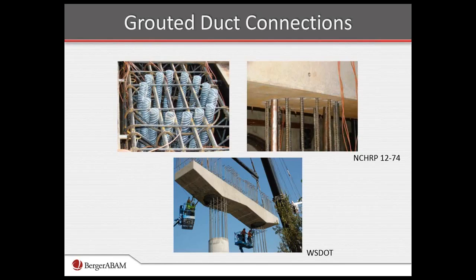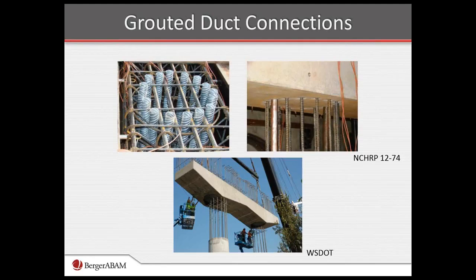And then in the lower photo, you see an application of this from the Washington State DOT of a first stage or lower stage cap beam that's being placed over dowels. And in this case, this was a contractor proposed change, so the number of bars in the columns stayed the same.